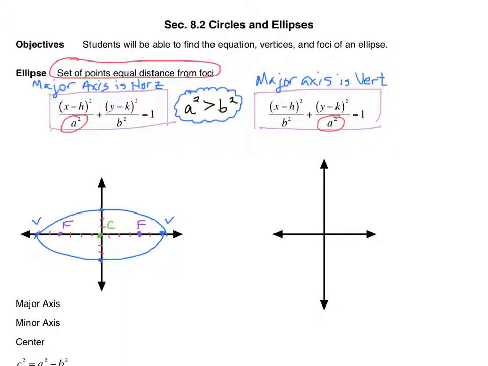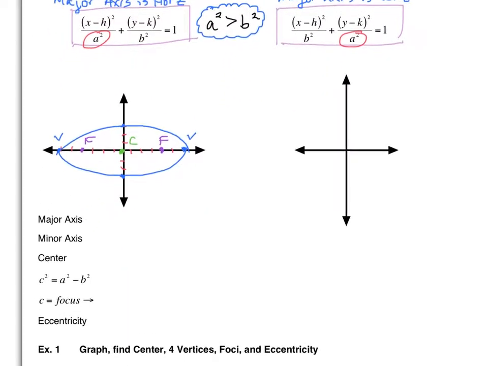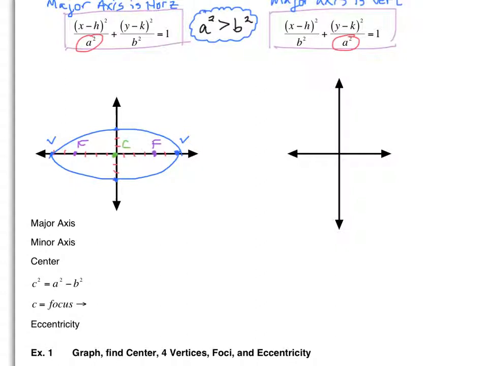So as you look below here, we're going to fill out a few things. Your major axis will be equal to 2a. Your minor axis will be equal to 2b. Your center, in general, is always what? In this case, it's 0, 0, but in general, it's h, k.